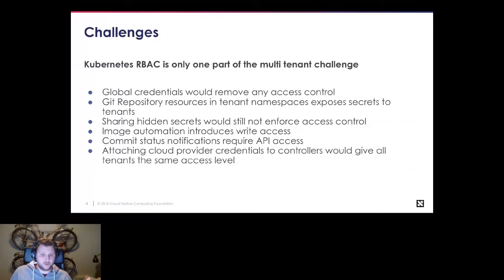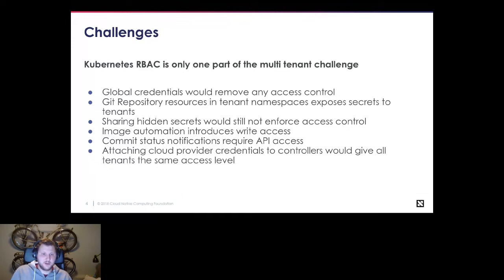It becomes even more important if you're running image automation, because image automation means that there is a separate controller that will commit changes back to this Git repository. So you would definitely not want to, in a multi-tenant cluster, share a credential that could write to multiple Git repositories.